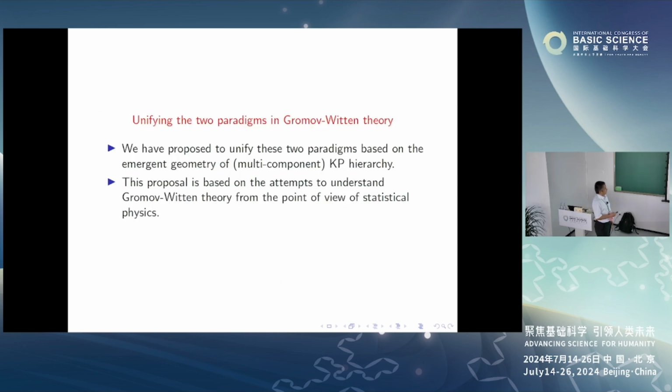So I'd like to propose to unify these two paradigms based on what I call the emergent geometry of the KP hierarchy or multi-component KP hierarchy. I'd like to give some evidence for why this is possible. This proposal is based on some attempts to understand Gromov-Witten theory from the point of view of statistical physics.